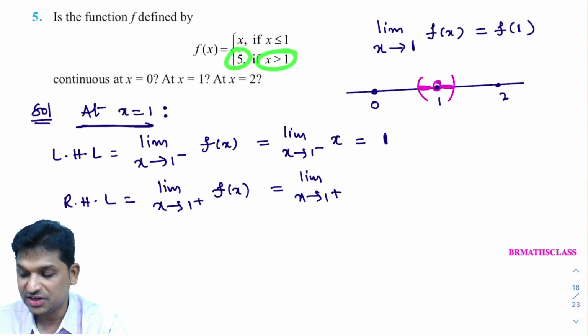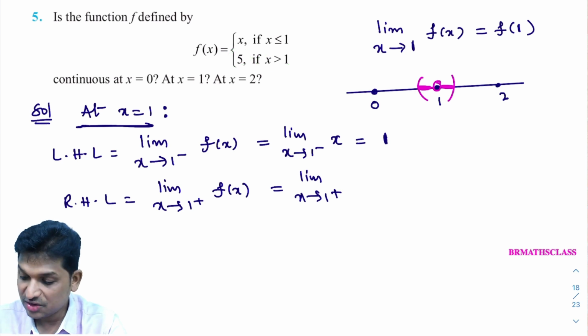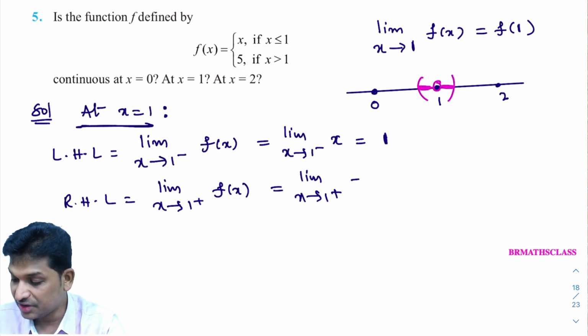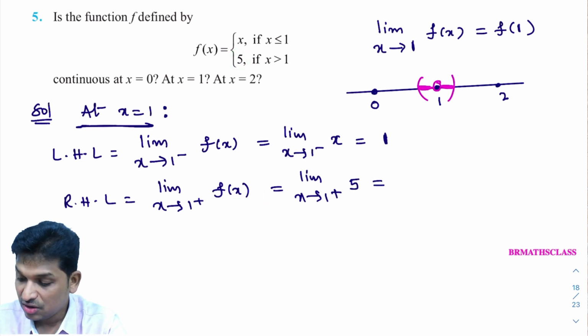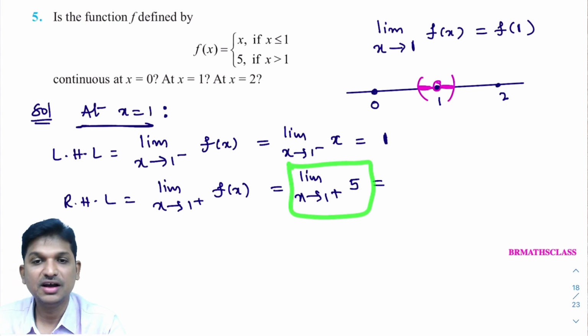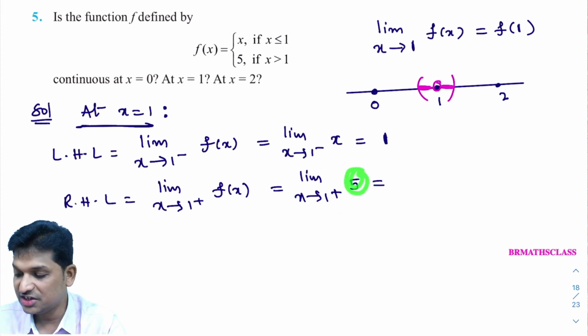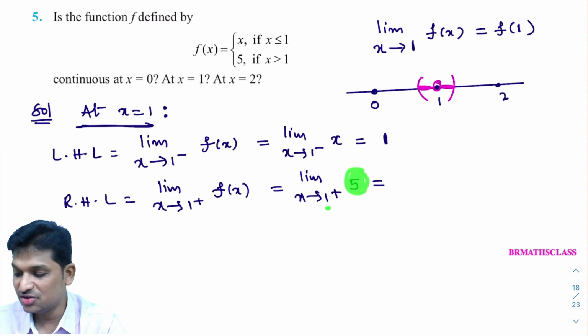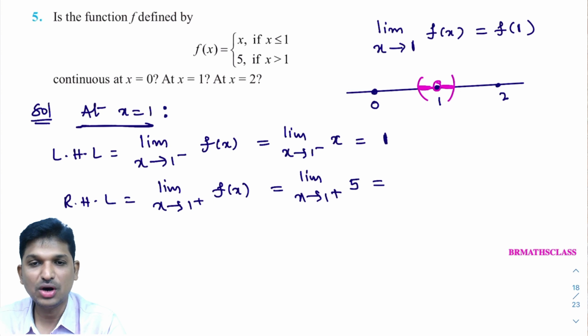When x is greater than 1, function f of x is 5. So in place of f of x, I need to write 5. Now I need to calculate this limit. How to calculate this limit? By the direct method. In the given function, wherever x is there I'll write 1. But in the given function, x is not there. It is independent of x. So the answer is the same number. This number only you will get.